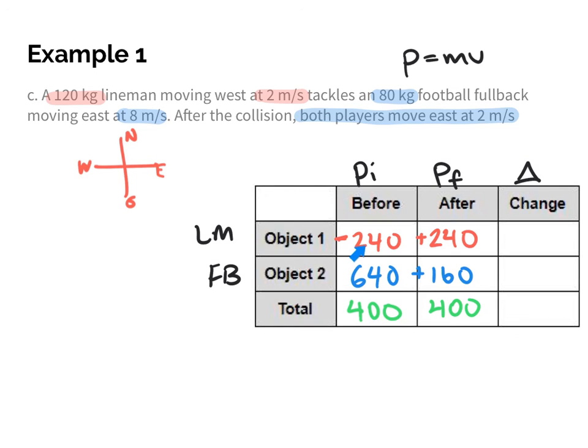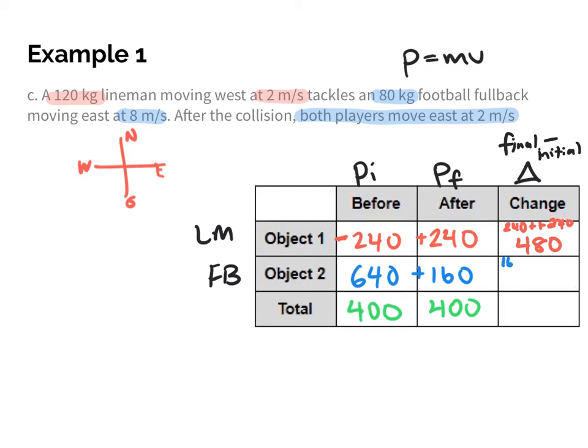Now looking at the change, what happened to the lineman's overall momentum? So the lineman went from negative 240 to positive 240. So when I find the change, that delta value, I'm going to take the final minus the initial. Okay? So the final was 240, the initial is negative 240. So careful here, this is going to be 240 minus negative 240, which essentially is going to add together to give me a total of 480 units of momentum. Okay, so what ends up happening here is that the lineman is going to lose the original 240 plus gain an extra 240.